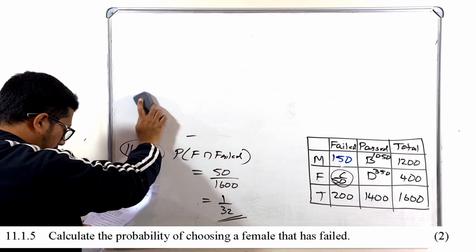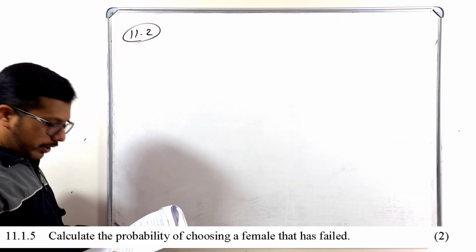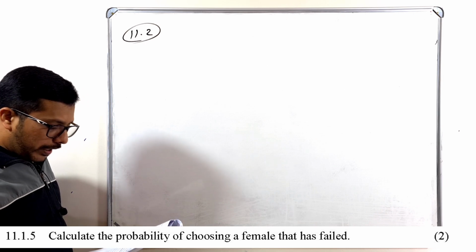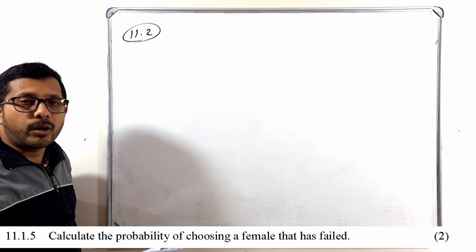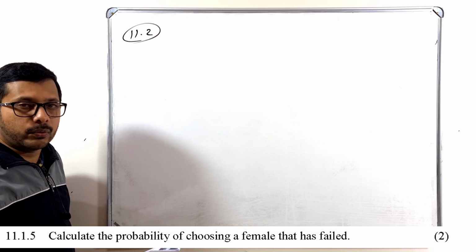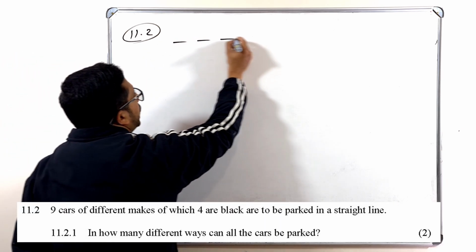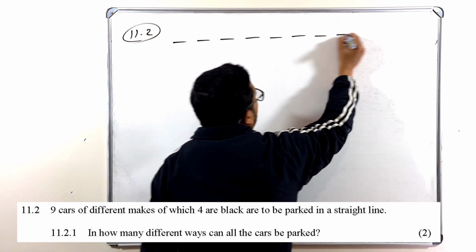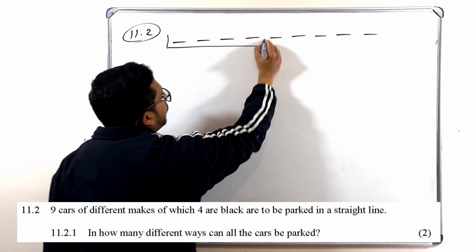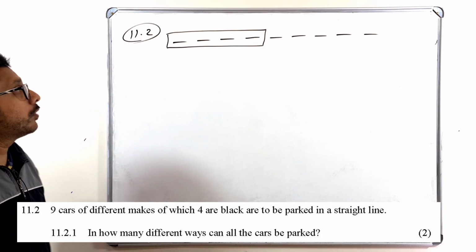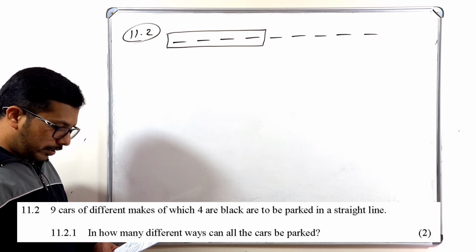Now let's go to question number 11.2. What is that question? 9 cars of different makes, of which 4 are black, are to be parked in a straight line. How many cars are there? 9 cars. And out of that 9 cars, 4 cars are black. So 1, 2, 3, 4, 5, 6, 7, 8, 9. There are 9 cars and 4 cars are black. I don't know which cars, I'm just assuming that 4 cars are black. Now they are parked in a straight line.